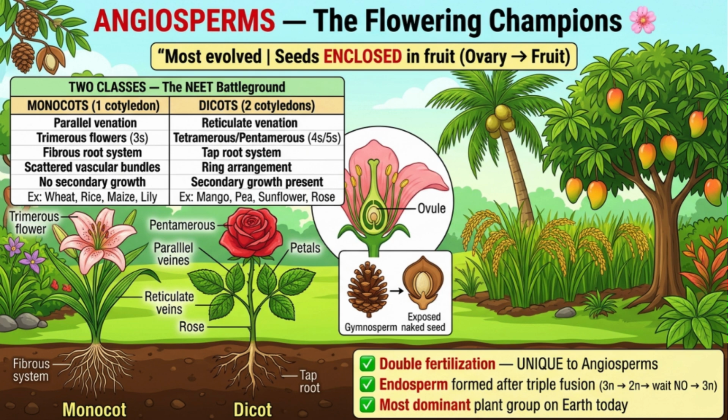Parallel venation, trimerous flowers, fibrous roots, scattered vascular bundles, all monocot. Reticulate venation, pentamerous flowers, taproot, ring arrangement, dicot. And the crown jewel of angiosperms, double fertilization, unique to angiosperms. One sperm fuses with egg, forms zygote. Another sperm fuses with 2 polar nuclei, forms endosperm. This is tested every single year.